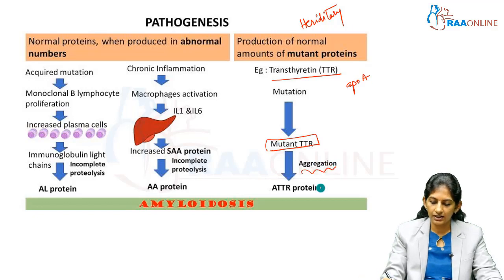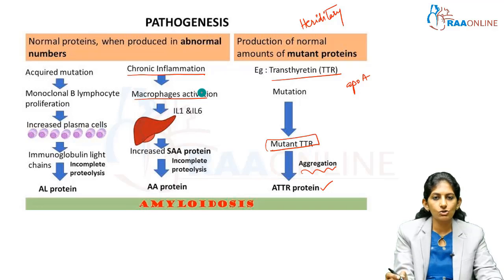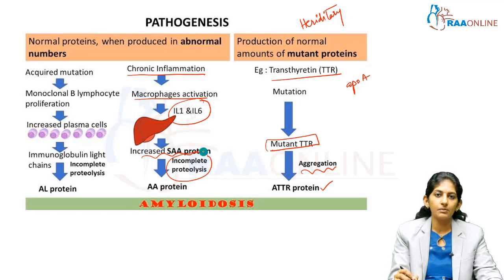These will get aggregated and will cause the amyloidosis. Where there is a chronic inflammation, chronic activation of macrophages, IL-1, IL-6 are produced. Increased serum amyloid protein will be produced, and this undergoes an incomplete proteolysis, gets deposited in many tissues extracellularly and causes AA amyloidosis.